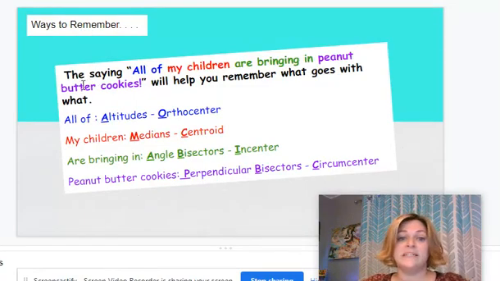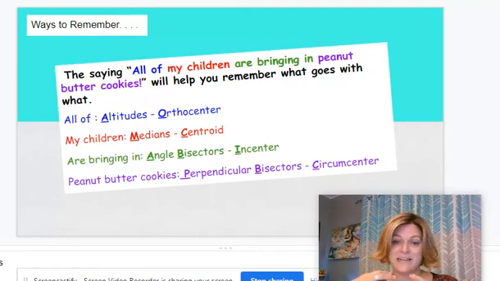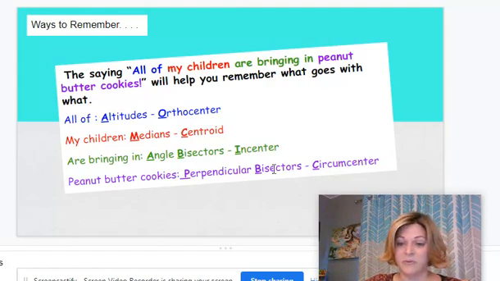The saying, all of my children are bringing in peanut butter cookies, actually helps. So all of: altitude, orthocenter. My children: median, centroid. Are bringing in: angle bisectors, incenter. Peanut butter cookies: perpendicular bisectors, circumcenter. Now, if you are allowed to use notes on a quiz or a test, then you don't need this. But if you're not allowed to use notes, then this is a very helpful way to remember all of this vocab. So, all of my children are bringing in peanut butter cookies.